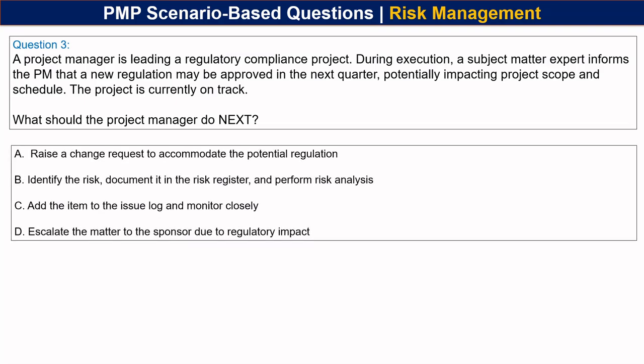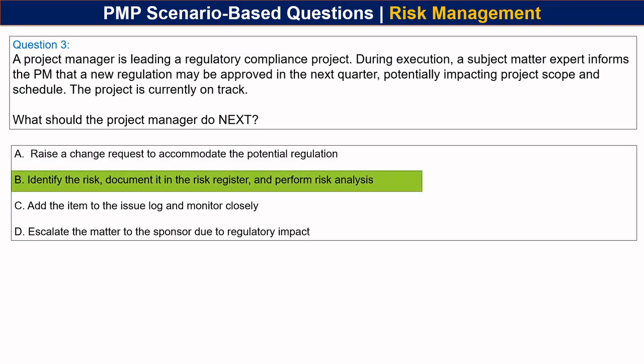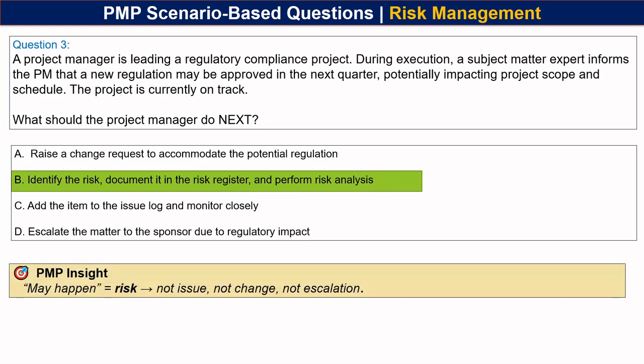The options are: A. Raise a change request to accommodate the potential regulation. B. Identify the risk, document it in the risk register and perform risk analysis. C. Add the item to the issue log and monitor closely. D. Escalate the matter to the sponsor due to regulatory impact. Pause the video and select the best option. And here's the best option. Option B. Identify the risk, document it in the risk register and perform risk analysis. And here's the quick PMI insight. May happen is risk, not an issue, not change, and not an escalation.